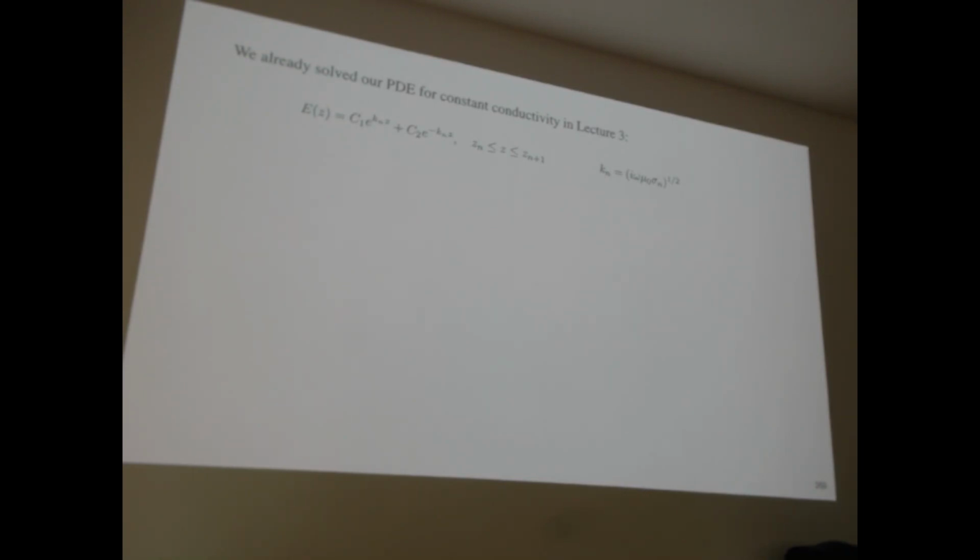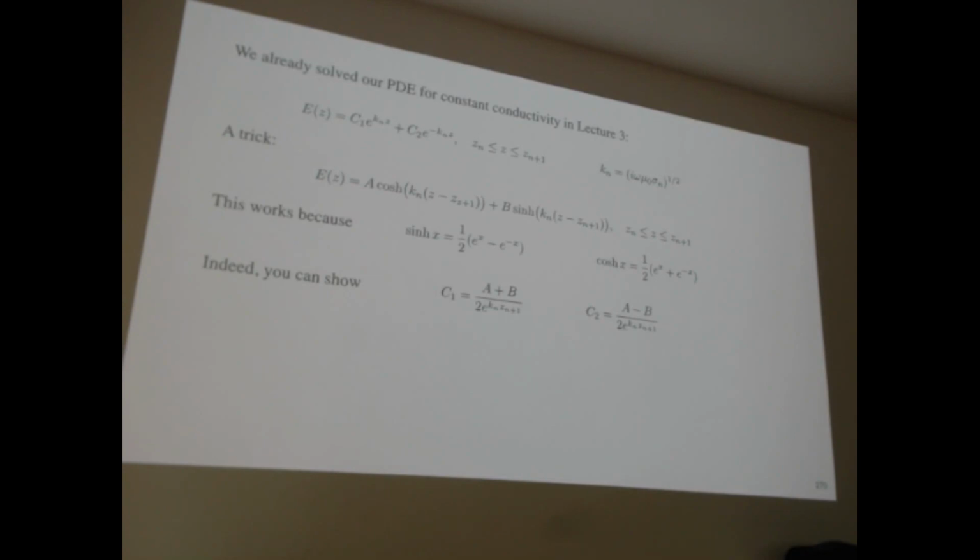Way back before lunch, we showed that the solution to Maxwell's equations for a constant conductivity is this function here. Now, for a half space, we showed that C1 went to 0, but this is not necessarily the case within a given layer. And this is our complex wave number here. So within any layer where the conductivity is constant, the horizontal electric field obeys this equation here. So we just need to find C1 and C2.